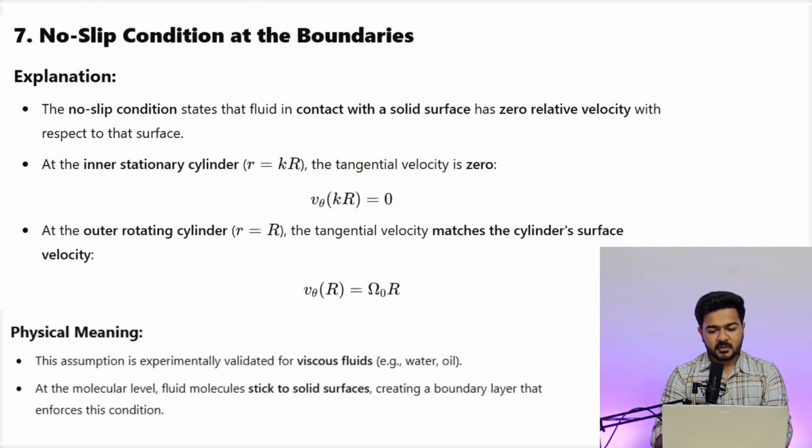The tangential velocity matches the velocity of the cylindrical wall, that is omega naught R. So this is the velocity of the outer cylinder, and the fluid's last layer also moves with the same velocity, so there is no slip between them. The assumption is experimentally valid for viscous fluids like water and oil, all of which are incompressible. At the molecular level, fluid molecules stick to the solid surfaces, creating a boundary layer that enforces this condition.